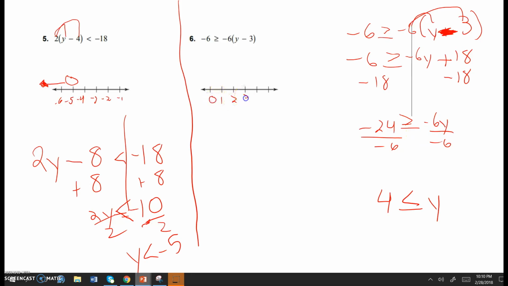0, 1, 2, 3, 4, 5. Closed circle because of the line underneath. And y is anything bigger, so it's going to go this way. Pause at any time if you need to, or go back. It's also going to be on the Google Classroom if you want to watch it again.